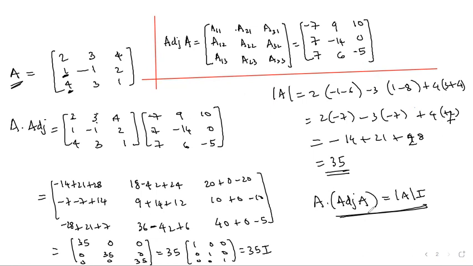Okay. Now one more thing to notice. If it is written like this, A into adjoint of A is |A| I. Can you please write down this much of what I've written? First, write it down.